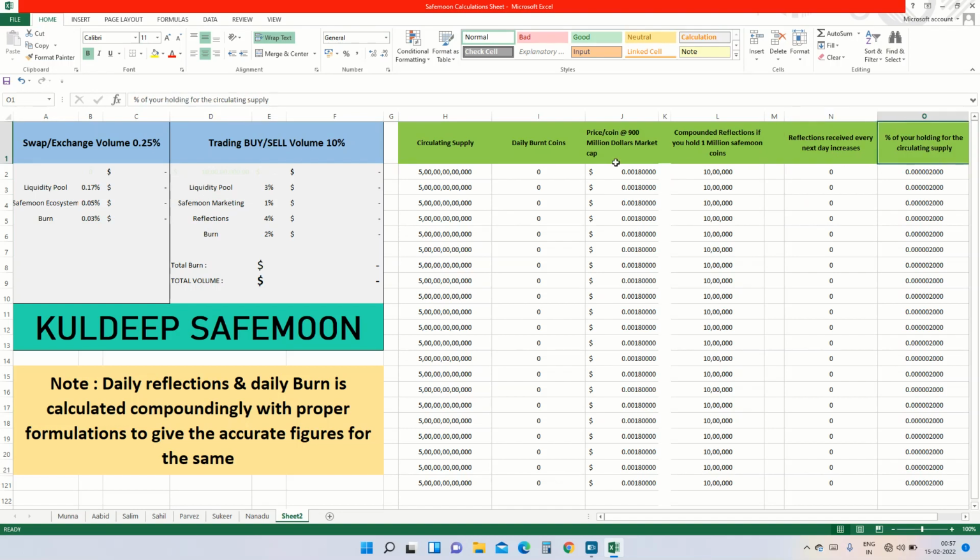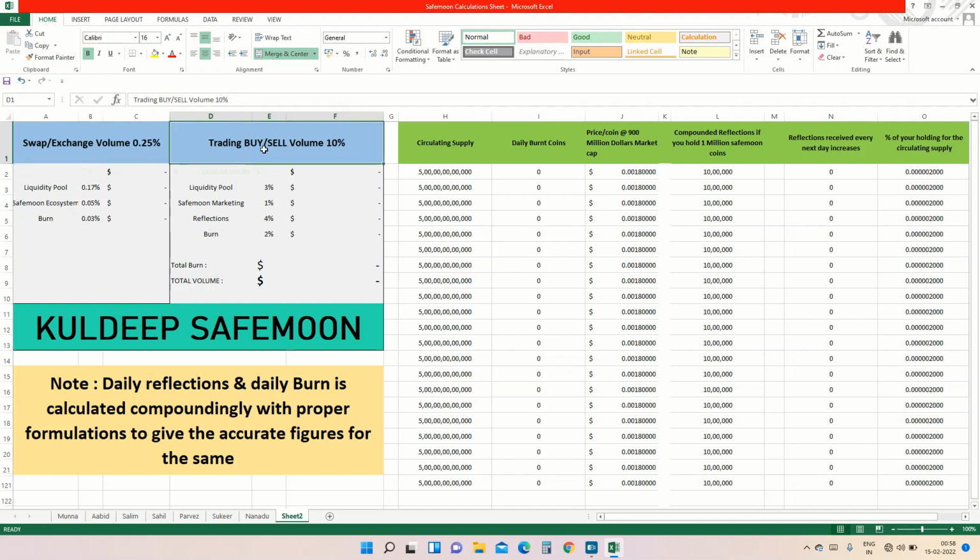and what will be the percentage of your holding of the circulating supply. Initially, the total volume will be the summation of two kinds of different volume. One volume is obtained from the swap and exchange function, and that gives us 0.25% of gas fees, out of which 0.03% will be burnt. 0.17% will go to the liquidity pool, and the SafeMoon ecosystem will enjoy 0.05% of it. So this swap and exchange volume is completely different, giving us only 0.25% of gas fees.